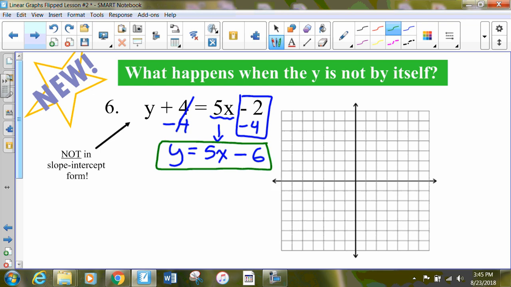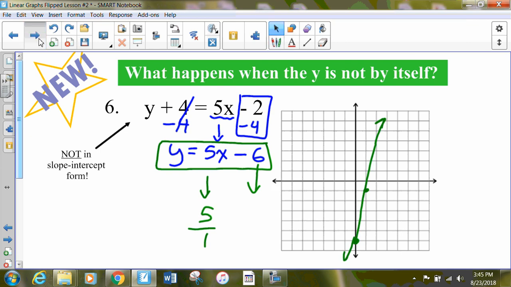Each time we see an equation where the y is not alone, we're going to work until the y is alone, and it's in the slope-intercept form. And now we know how to graph, right? That's my y-intercept. So I'm going to find 1, 2, 3, 4, 5, 6. And that's my slope, which I'm going to remind myself to run 1. So to find the next point, I'm going to rise up 5, 1, 2, 3, 4, 5, and run 1. And there we have it. So that is the first new part of our lesson.